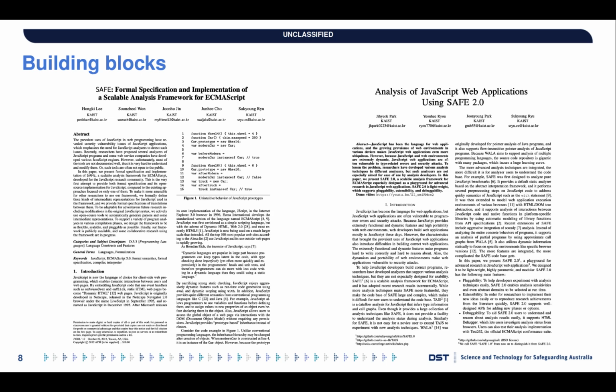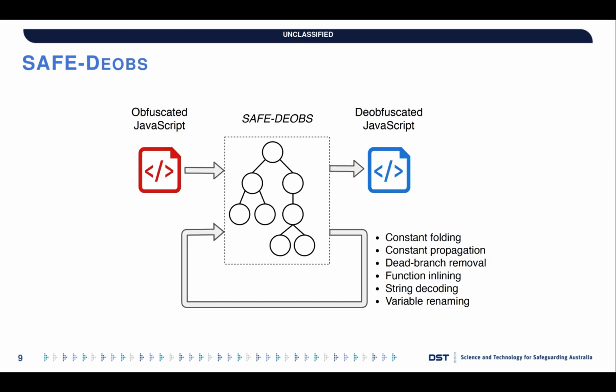Building on top of JavaScript static analysis frameworks such as SAFE out of KAIST in South Korea, I have built a tool, SAFE-DEOBS, that is useful for malware analysts in deobfuscating JavaScript malware, to understand what a particular piece of malware is doing and making it more readable to the analyst. So this approach is described in more detail in my paper, but here is a high-level overview.